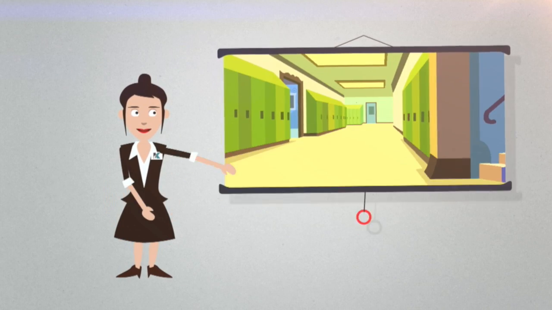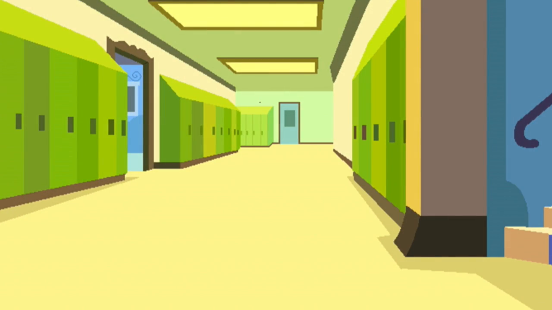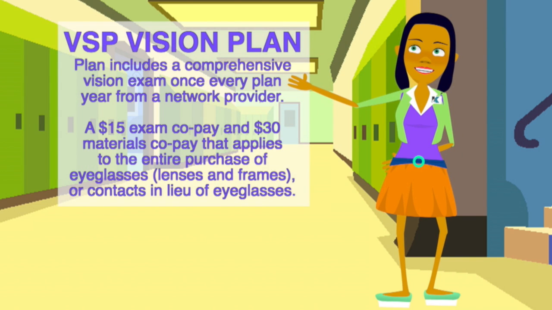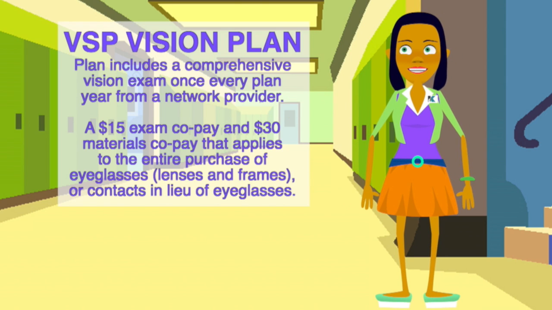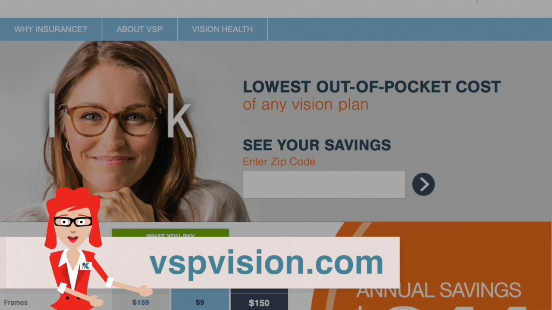VSP Vision Plan. The carrier for the Vision Care program is VSP Vision. The Vision Plan includes a comprehensive vision exam once every plan year from a network provider for a $15 copay. A $30 materials copay will apply for the purchase of eyeglasses, lenses and frames, or contacts in lieu of eyeglasses. To find a list of in-network providers, visit the website at myuhcvision.com.